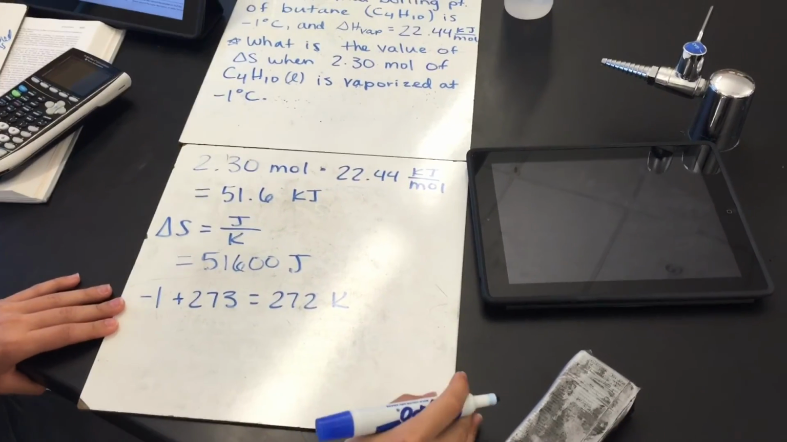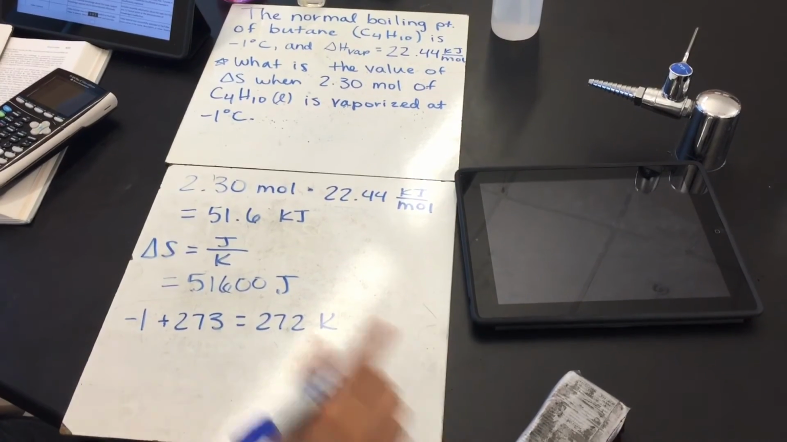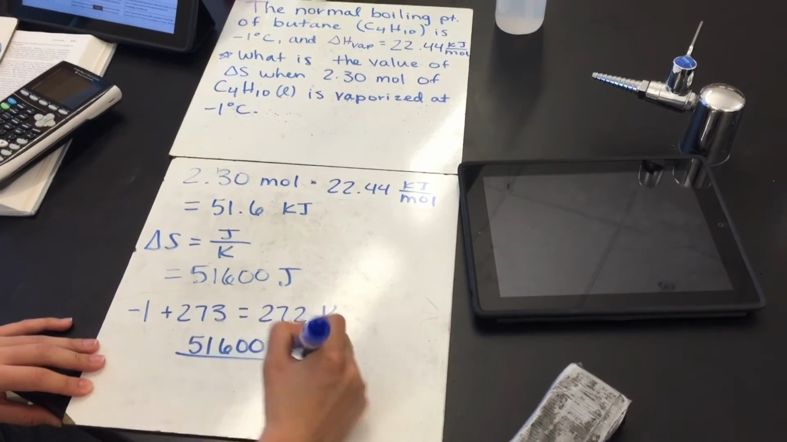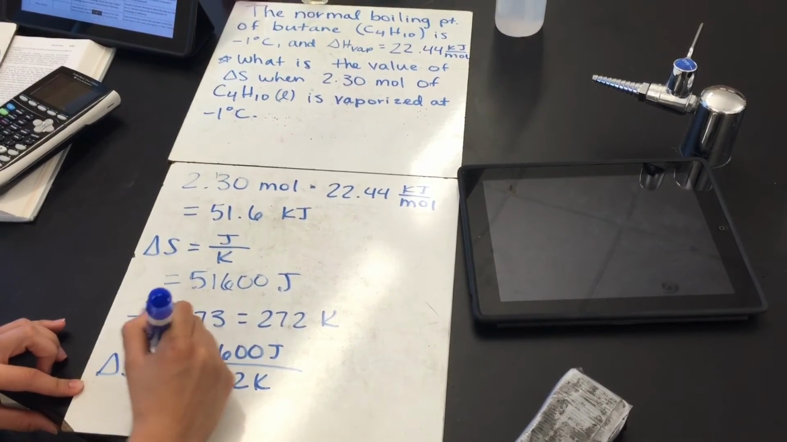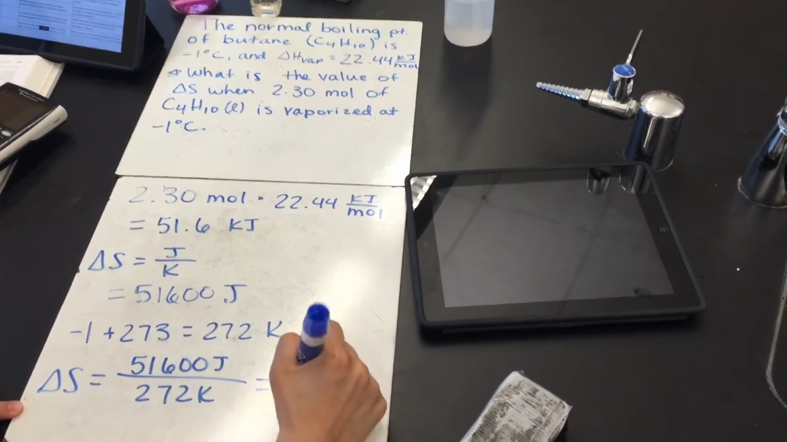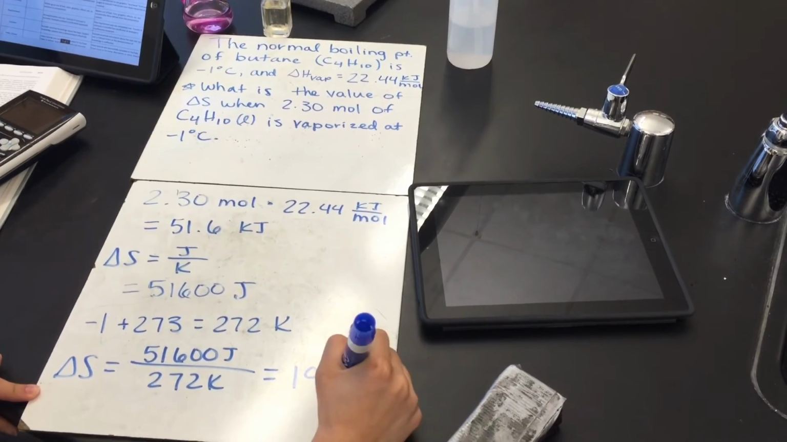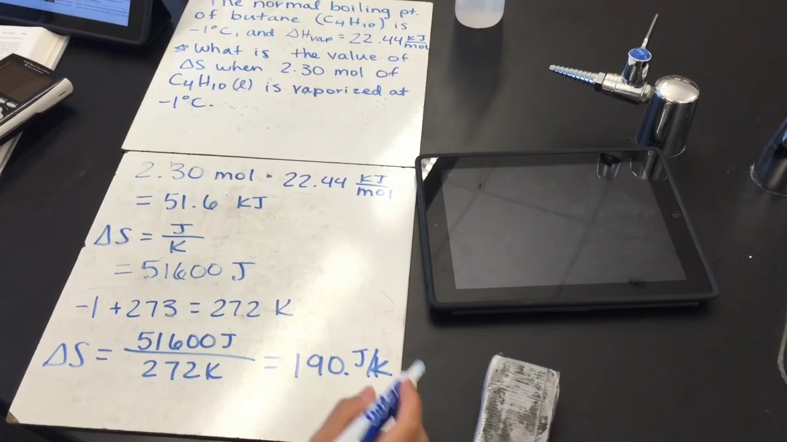Now, all you have to do at this point is you have your joules, you have your Kelvin, so divide your 51,600 joules by 272 Kelvin. And that will give you your change in entropy, which comes out to be 190 joules per Kelvin when rounded to 3 sig figs.